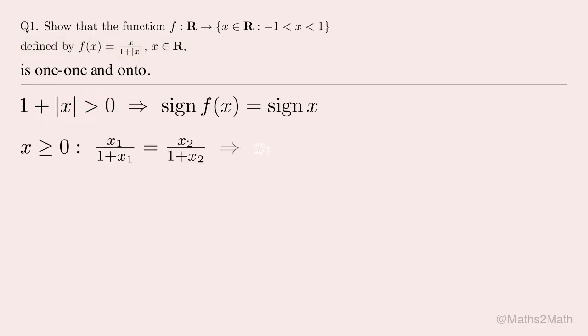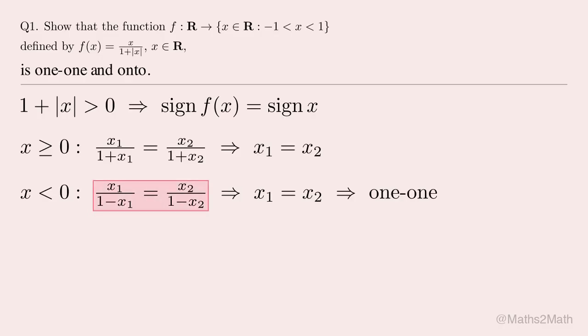1-1, case 1, both inputs non-negative. Cross-multiplying x over 1 plus x forces x1 equals x2. Case 2, both negative. The modulus flips the sign in the denominator, and the same cross-multiplication again gives x1 equals x2, so f is 1-1.